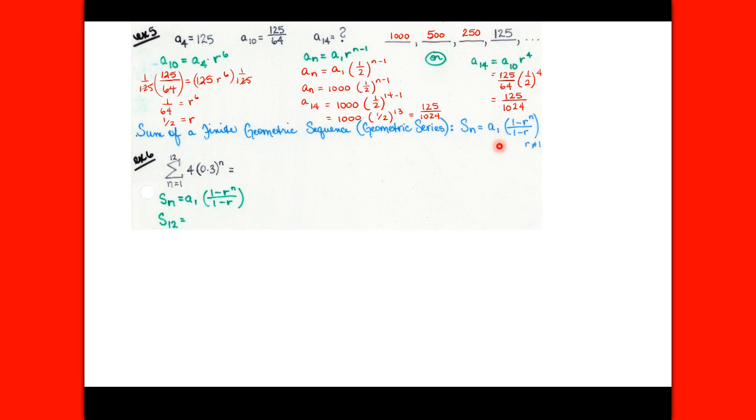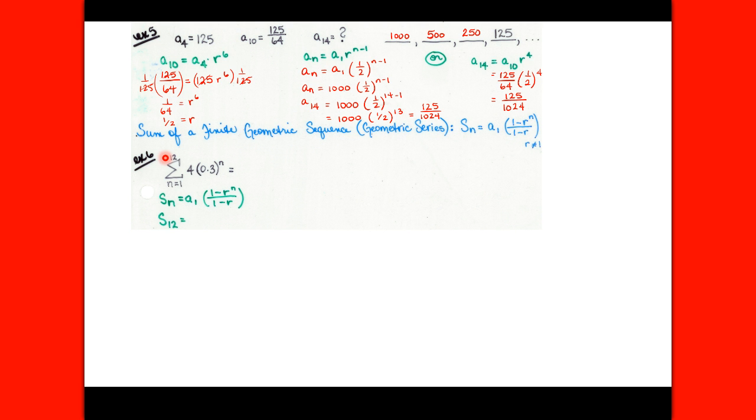So example number 6, it says find the sum of 4 times 0.3 to the n, and they want me to start when n is equal to 1, and they want me to stop when n is equal to 12. So that's finite, right? I have a stopping point. I'm only using 12 terms, so that's a finite number of terms. So I need to check and make sure that this is geometric so that I know that I can use that geometric formula.